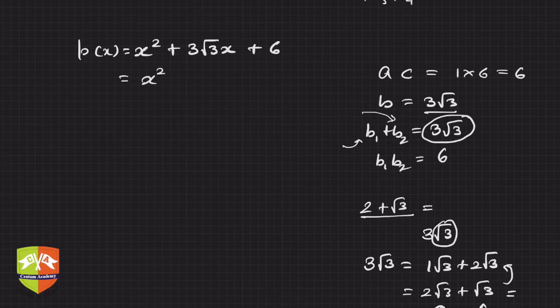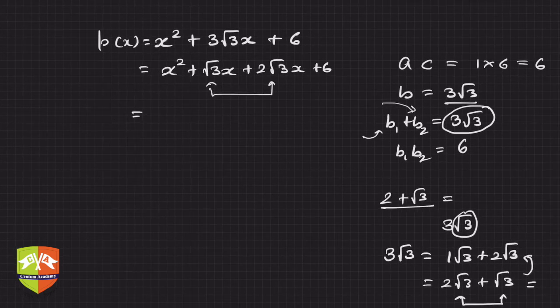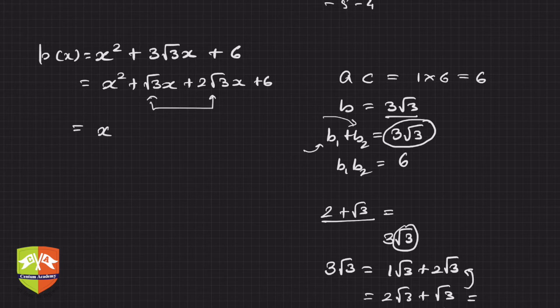So it is x square plus root 3x plus 2 root 3x plus 6. Now you can interchange these two. The order will not create any difference now. So hence, now what to do? I know what is common between the first two terms, x. So x plus root 3. The moment you get that, you just write x plus root 3 directly. No issues. Now you have to find something here.